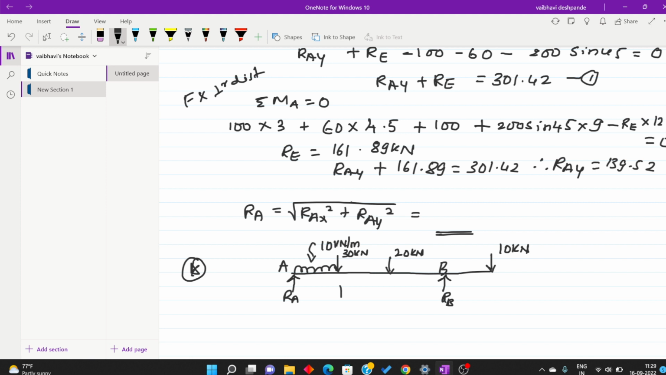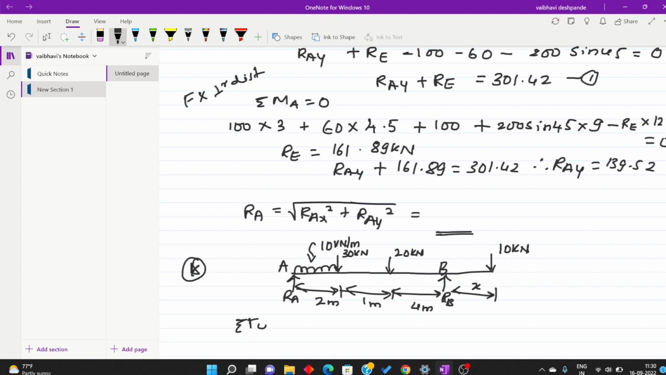The distances are: UDL 2 meters, then this is 1 meter, it is 4 meters. They have asked us to find this value, that is x. How can we do it? We have to use the equations of equilibrium.